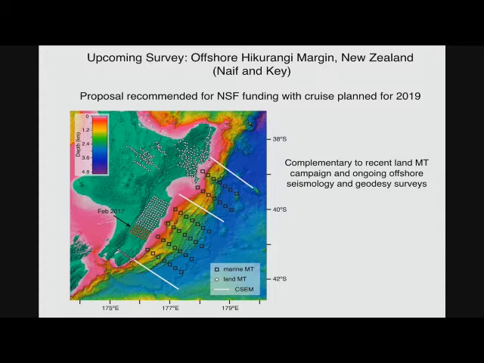We've been trying to get funding to collect more controlled source EM data for the past few years, and none of the proposals have been funded until last week. We just found out that this proposal that we submitted, that Samer took the lead on writing, to do work off the Hikurangi margin in New Zealand, is going to be funded and the cruise will be in 2019. So I just want to advertise this as what the next CSEM project will be.